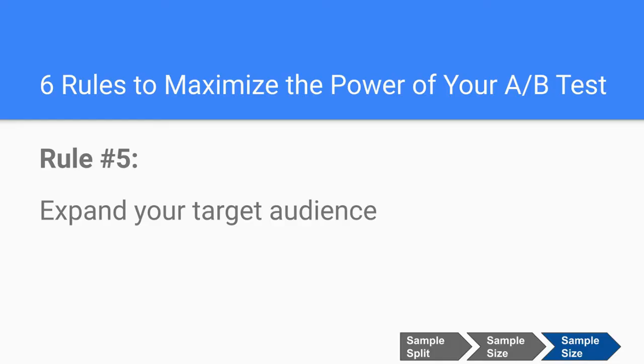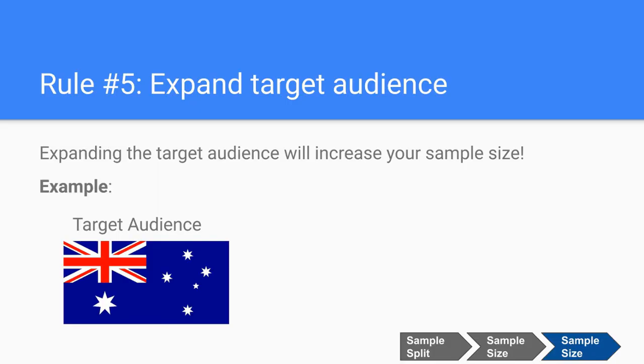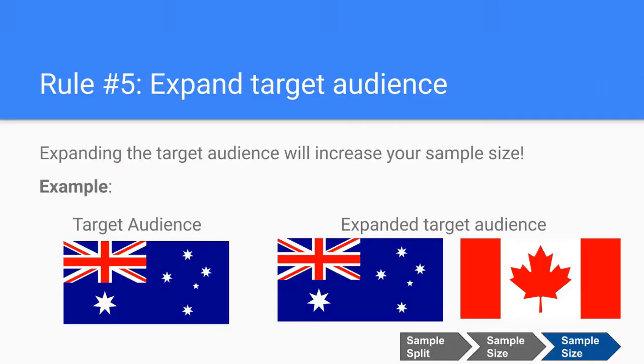Rule number 5, expand your target audience. Going into this example right away. You want to target an audience in Australia, and you're concerned about the power of the test. An easy solution is to add on another country very similar to Australia, like Canada or New Zealand, or if you have access to the USA, that's even better. Expanding regionally is one of the easiest ways to expand your sample size, giving you more power.